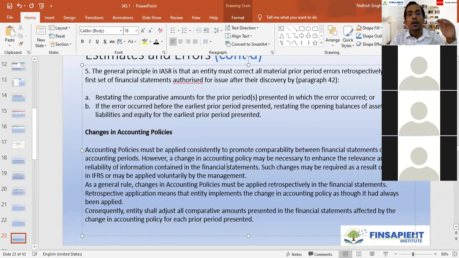You say that management has decided to change the policy, and then make the calculation saying that, as per the previous method, it was X million. Now, as per the new method, it is Y million. Here's the delta, and this is how we have made the adjustment everywhere. So you have to make a detailed calculation and a table and put it into the financial statements disclosure notes.